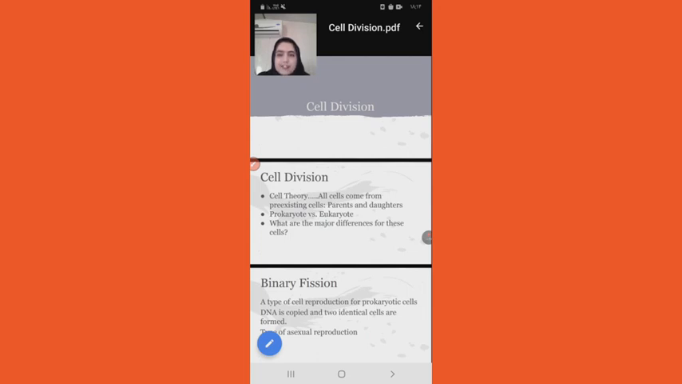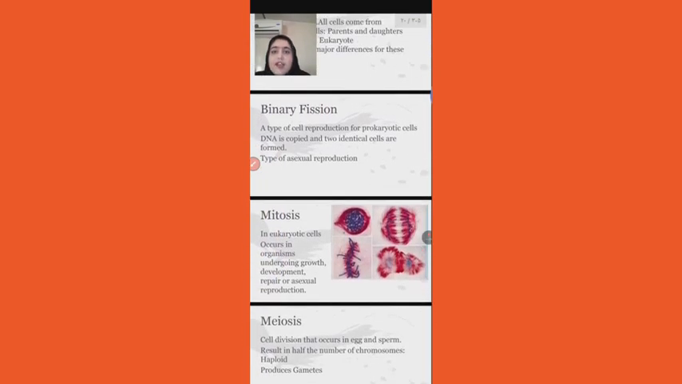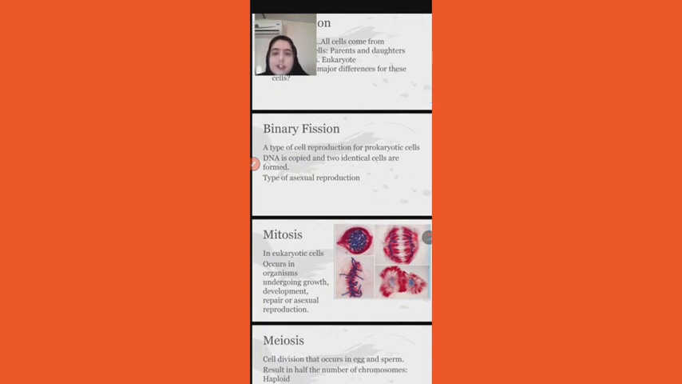Cell division. Cell theory: all cells come from pre-existing cells, parents and daughters. Prokaryote versus eukaryote, what is the major difference for the cell? Binary fission is a type of cell reproduction for prokaryote cells. DNA is copied and two identical cells are formed. A type of sexual reproduction. What is mitosis?